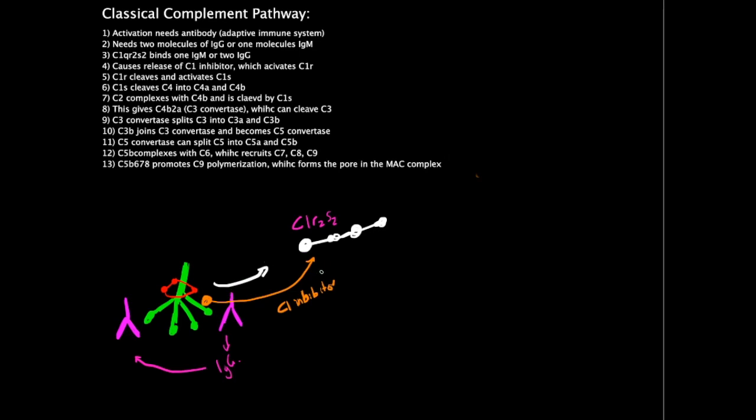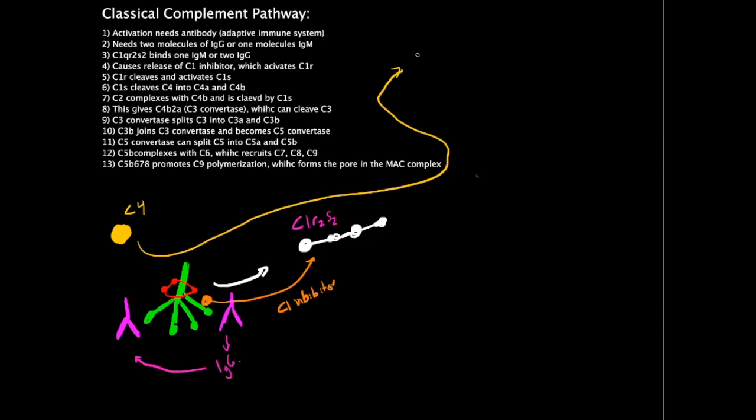This causes the release of the C1 inhibitor, which then activates C1R. C1R cleaves and activates C1S, and then C1S cleaves C4 into C4A and C4B. So I'll draw that out here. Let's make this a little bigger. So we got this C4B right here, okay? So that is our C4, I mean, which will come in and get cleaved, and we're going to put them all the way up here.